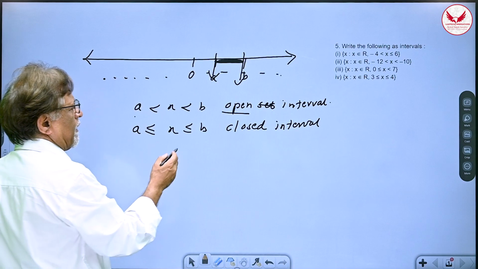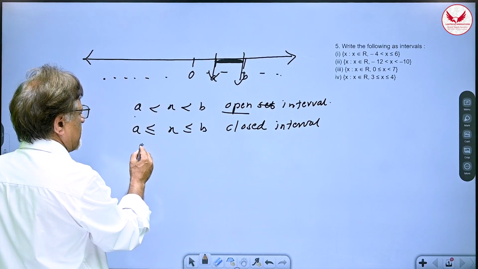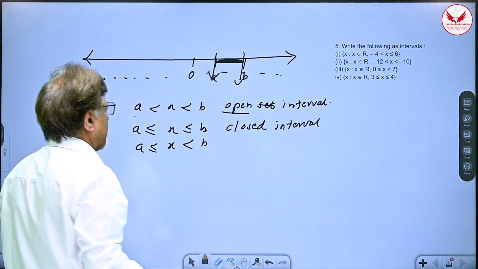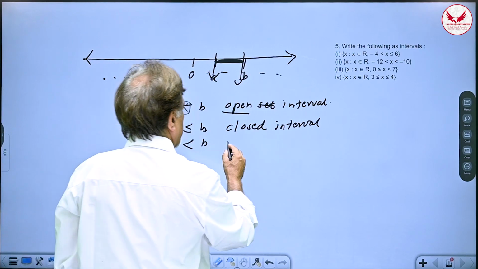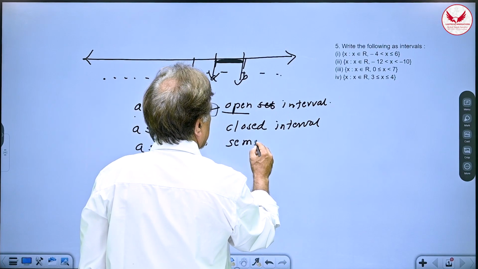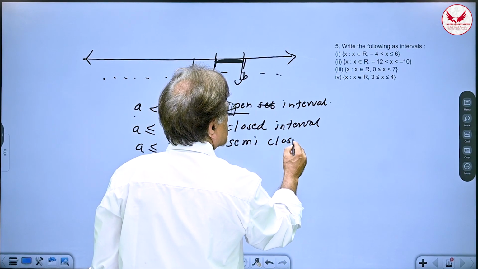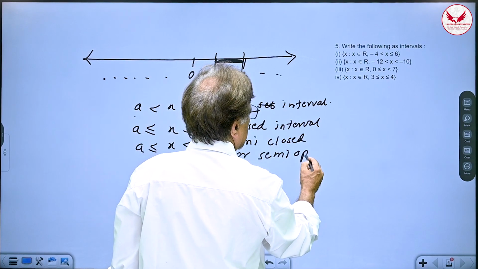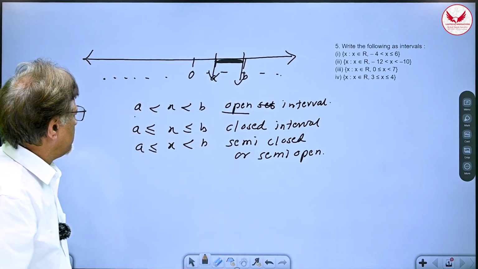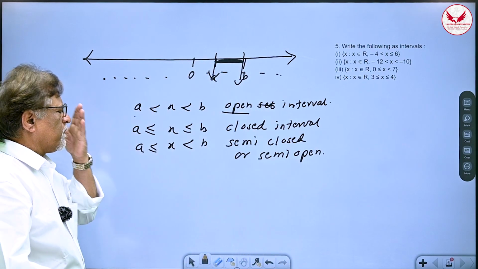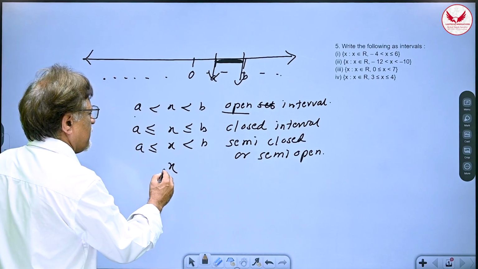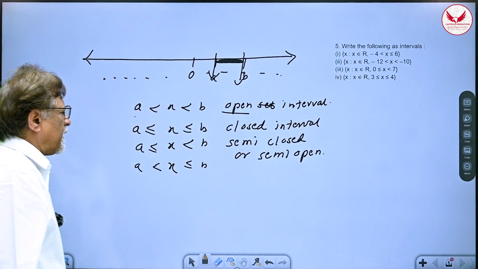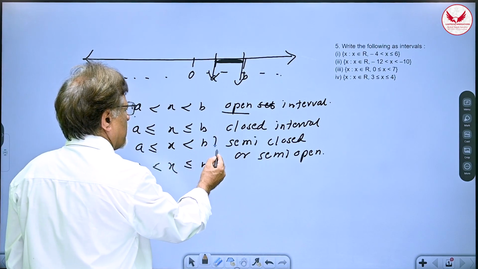So boundary elements have to be there inside. Now, if I have a set like this, A, that means the left-hand element is included, the right-hand element is not included. That means it is called a semi-closed or semi-open interval. Up to you. So one end is closed, one end is not closed, right? And another is A less than or equal to B. This can also be a semi-open or semi-closed interval.